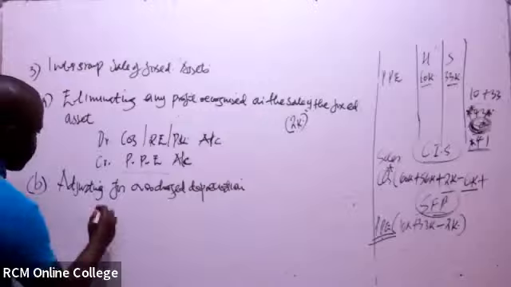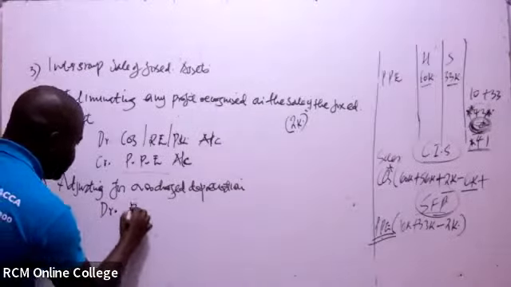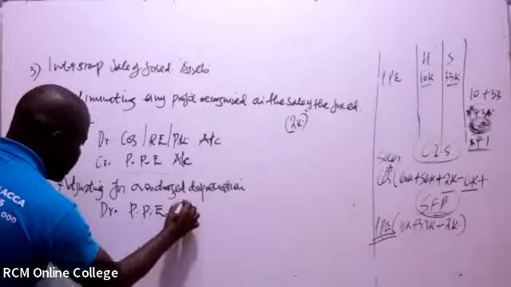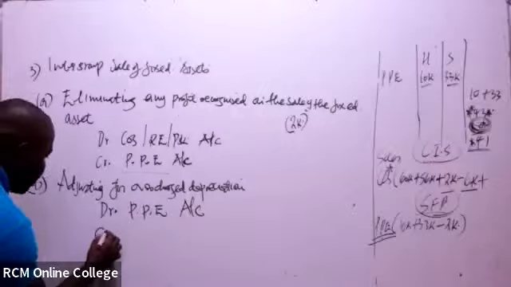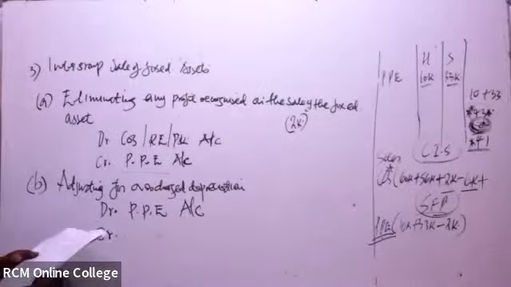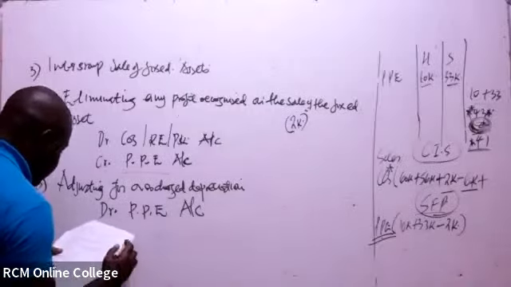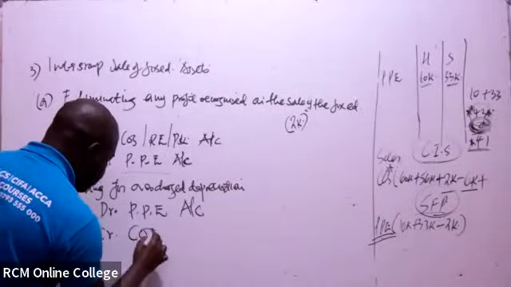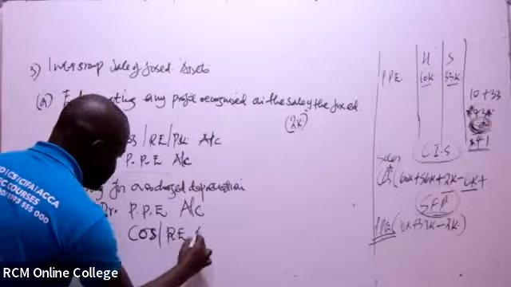You'll debit. You'll likely return it back. Debit the property, plant and equipment account with that overcharged depreciation. Then we'll end up having to credit the income statement, or in this case, reduce the cost of sale. You'll credit the cost of sale, or you can probably say you'll credit the retained earnings account.